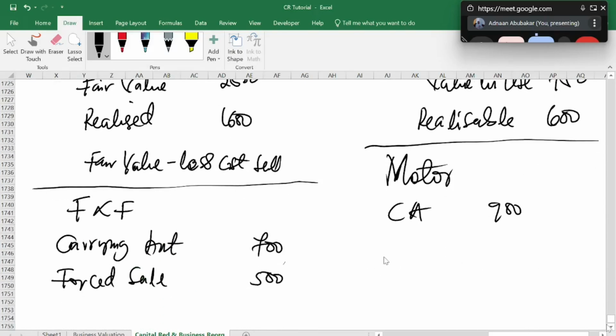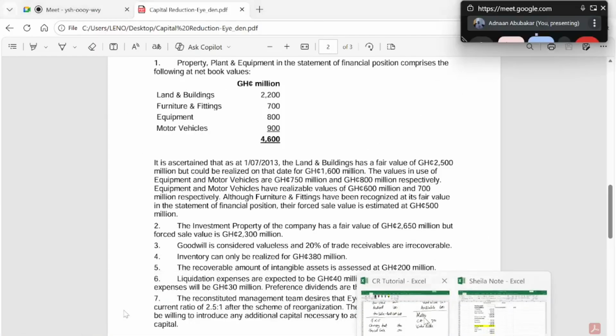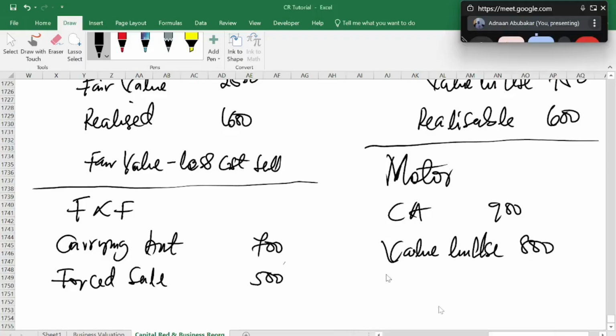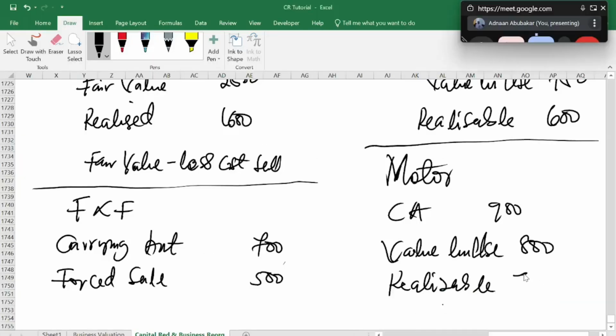They say value in use is how much? That one we are given, 800. So the value in use of moto is 800. And then the realizable value is how much? The realizable value is the last one. You check it there. That one is 700. So we can realize it as 700.